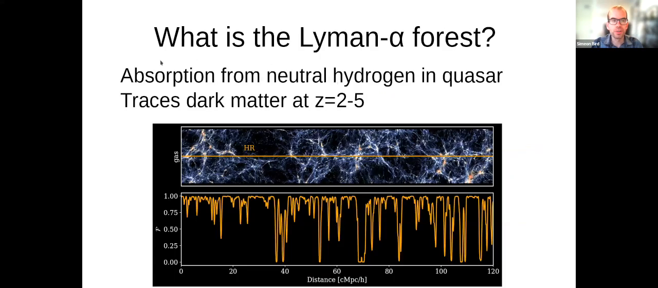So what is the Lyman-α Forest? The Lyman-α Forest is the absorption from the overlapping redshifted Lyman-α lines from neutral hydrogen in the intergalactic medium along the line of sight to a quasar at redshift 2 to 5. Because the gas density traces the dark matter density, since large halos tend to have more gas density in them, this is a tracer of structure formation at redshift 2 to 5, and we can use it to measure the growth of structure at these redshifts.